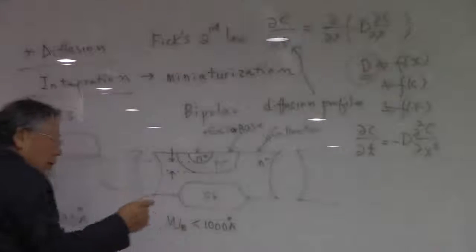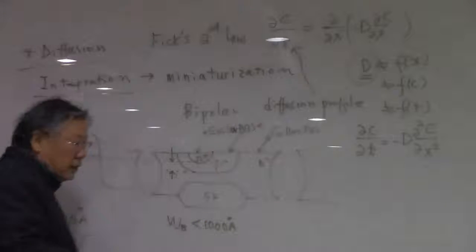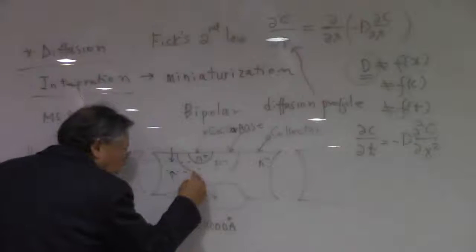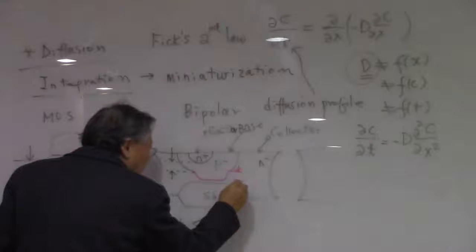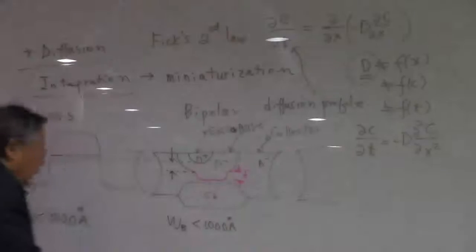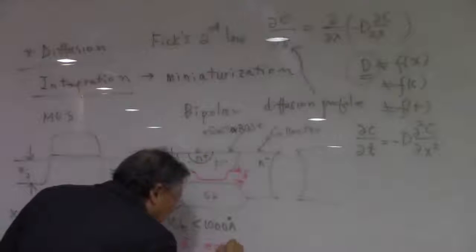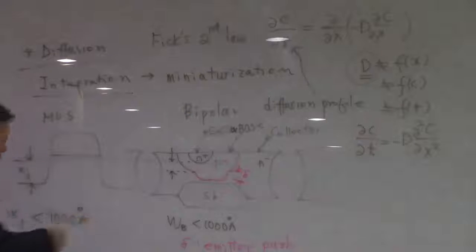Well, the one thing I have to mention is that when we have this kind of structure, it turned out that we are having some kind of extra depth, delta, and delta is called emitter push. Emitter push. That is pretty bad for the bipolar transistors.